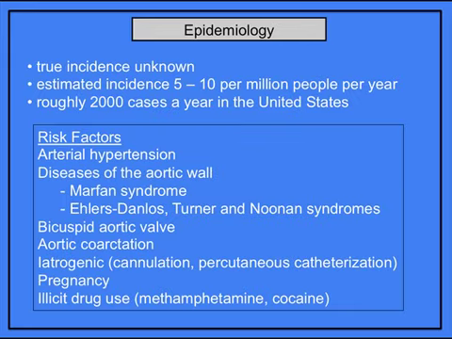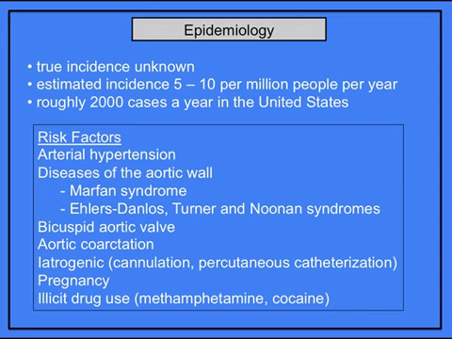The true incidence of acute aortic dissection is unknown because many patients don't survive to diagnosis. In one autopsy series, the antemortem diagnosis was made in only 15% of patients. Autopsy studies from industrialized countries have reported incidences between 5 and 10 cases per million people per year.